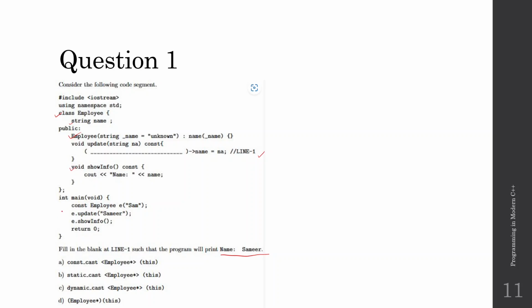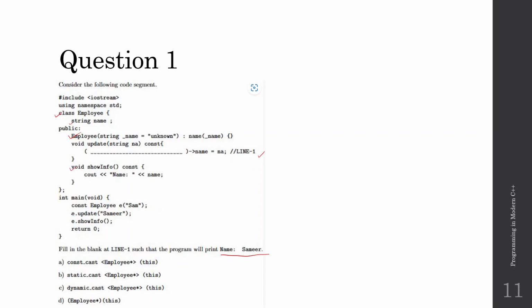You can see that the show info function does not modify the class, it just prints it. Next, in the main function we are constructing a const object of employee type, and we are giving it the name Sam. Then we are calling e.update(Samir), and then we are calling e.show_info. Now e.show_info prints out the name of the employee. Ideally it should print the name Sam, because it has been initialized with it, and the e object is const, so it cannot be modified, so it should print Sam.